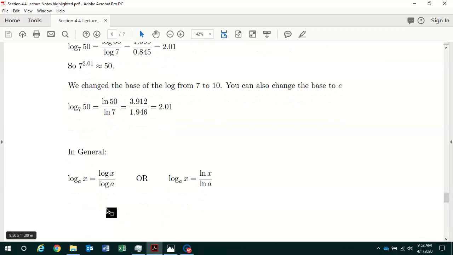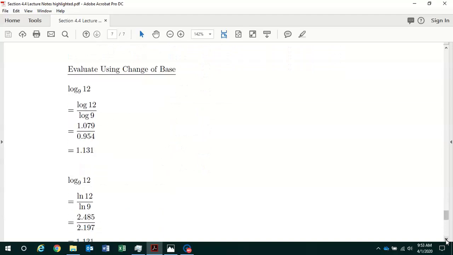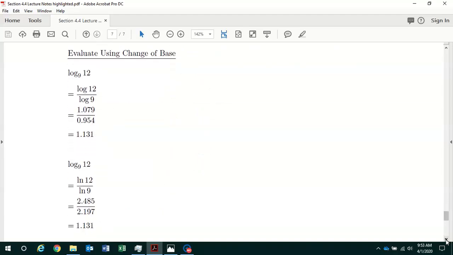So the formula in general for calculating the log in any base a of the number x, using the common log, is common log of x divided by common log of a, and using the natural log, it's natural log of x divided by natural log of a. So let's demonstrate this again with a couple of examples on the next page.